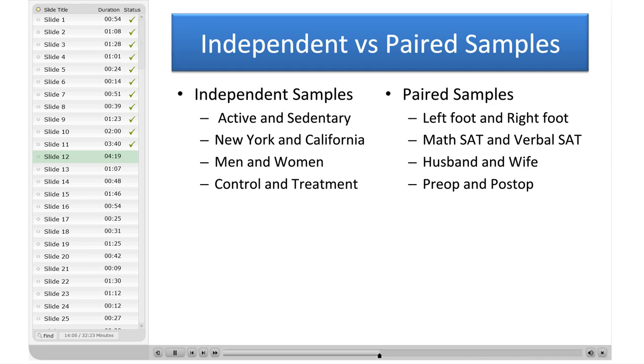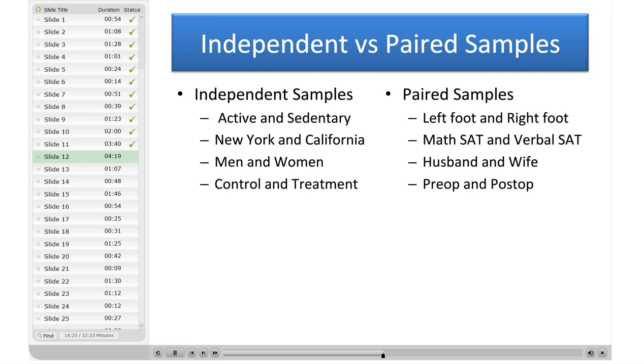So now let's go ahead and look at the idea of paired samples. I just want to talk about what the difference is between having independent samples and having paired samples. You get independent samples when you're just taking a sample from one group and then taking a completely different sample from a completely different group.